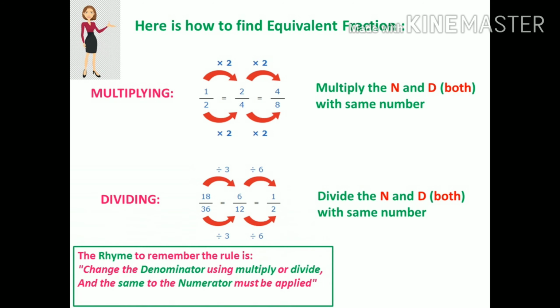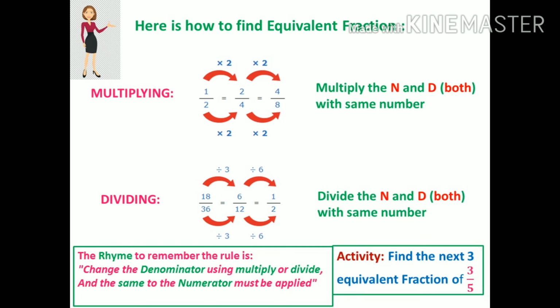The rhyme to remember the rule is: change the denominator using multiply or divide, and the same to the numerator must be applied. Which means if we are multiplying or dividing the denominator with some number, we must multiply or divide the numerator as well with the same number.